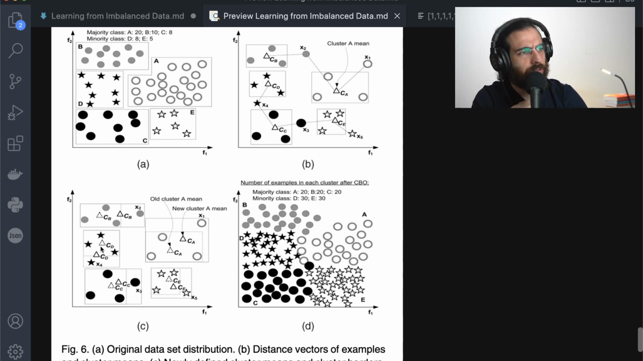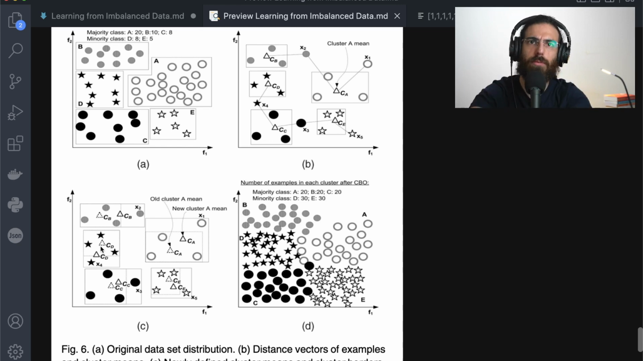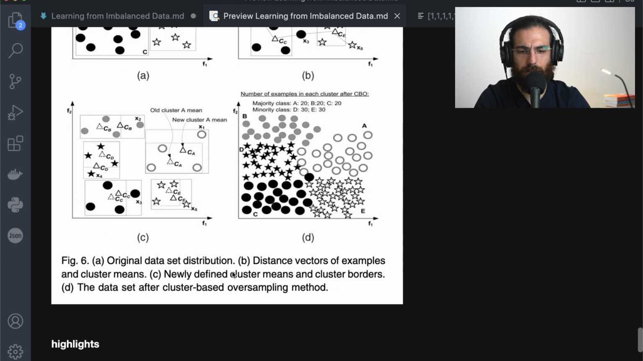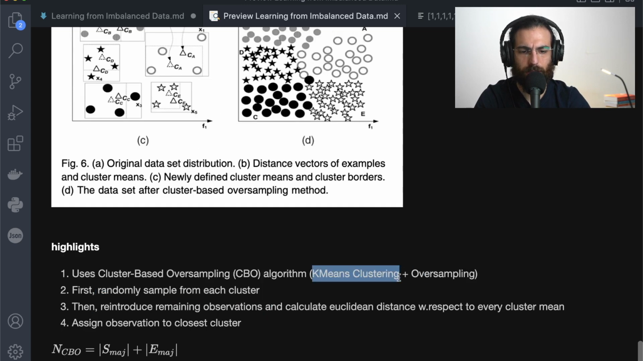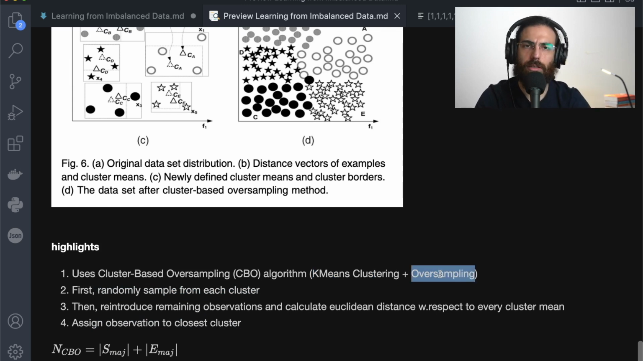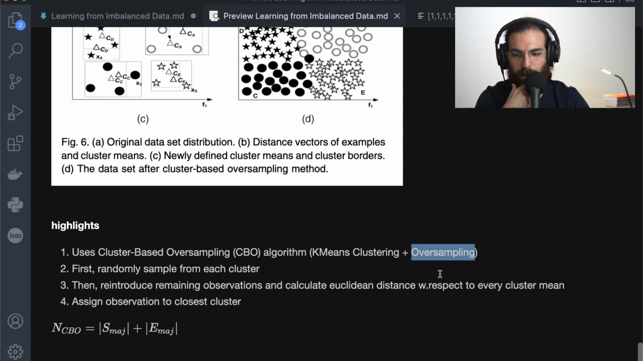Once we have found the centroids of all the clusters, we will start to pool in more artificially generated data. So this is a combination of using k-means to find the centers of the cluster and then to artificially generate more observations. So now you're oversampling for every single minority class. And yeah, I think this is it for section 3.1.